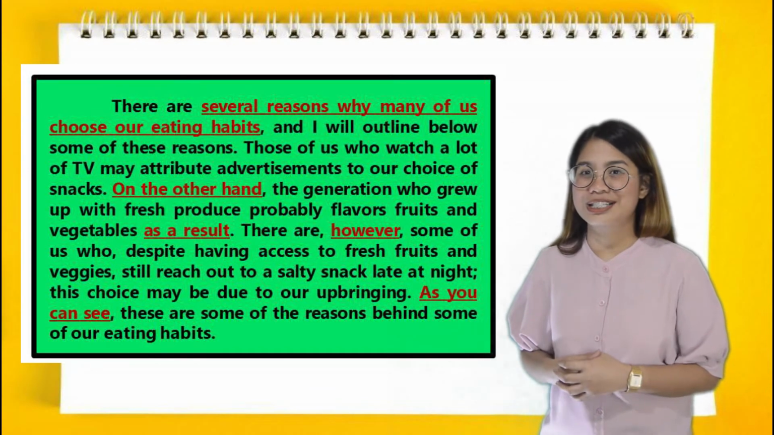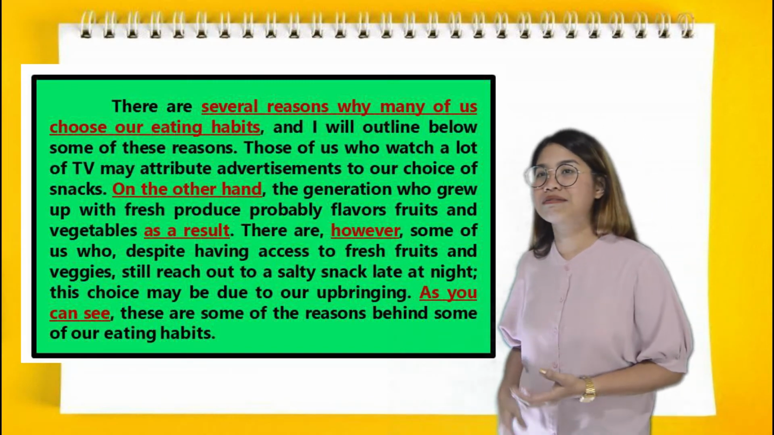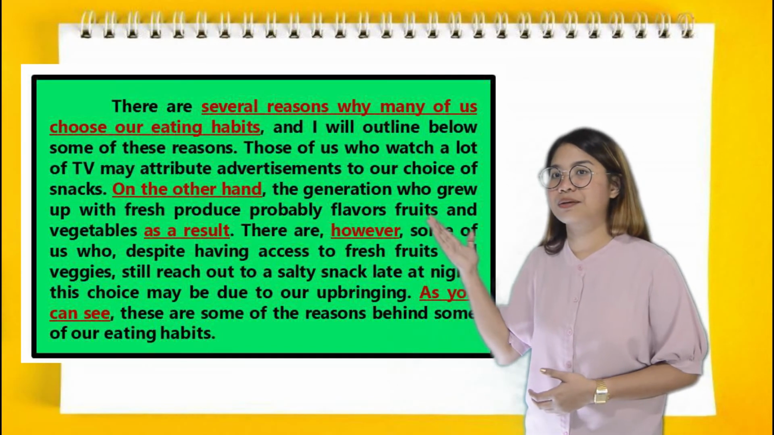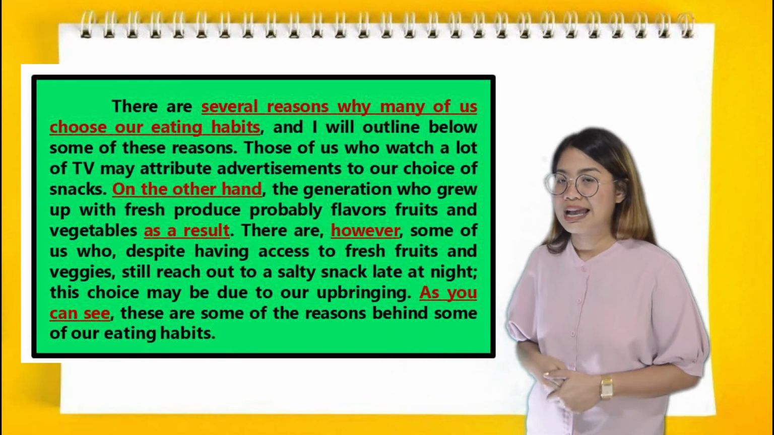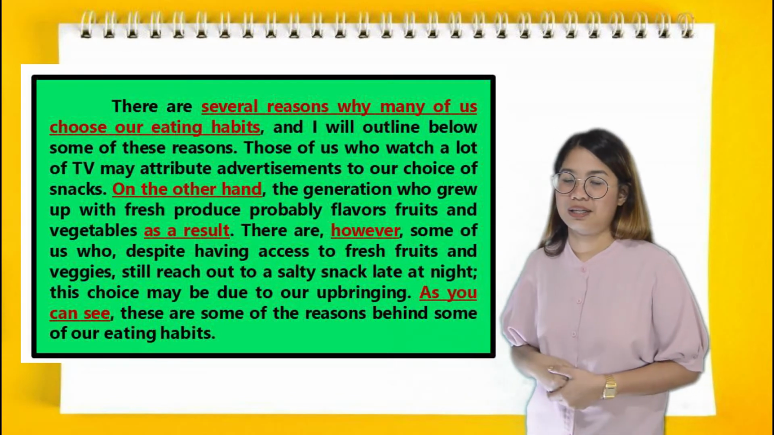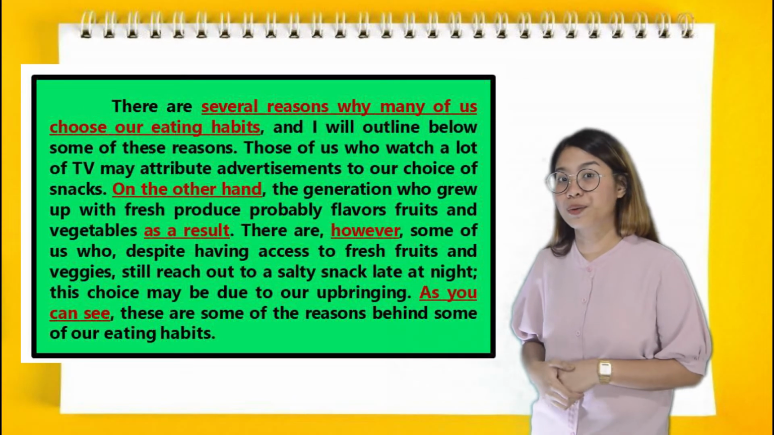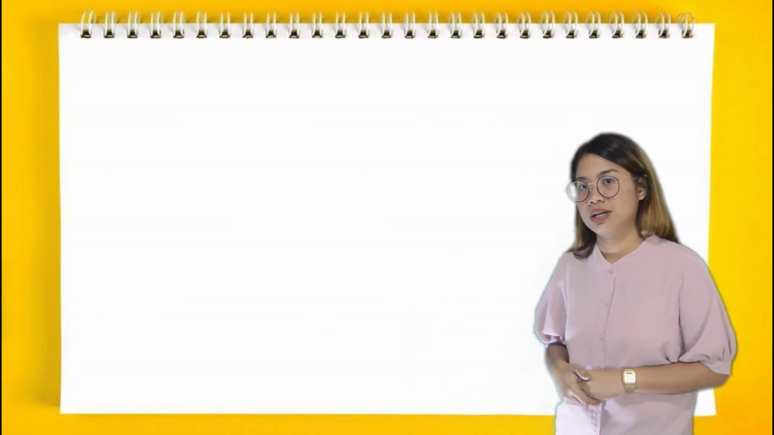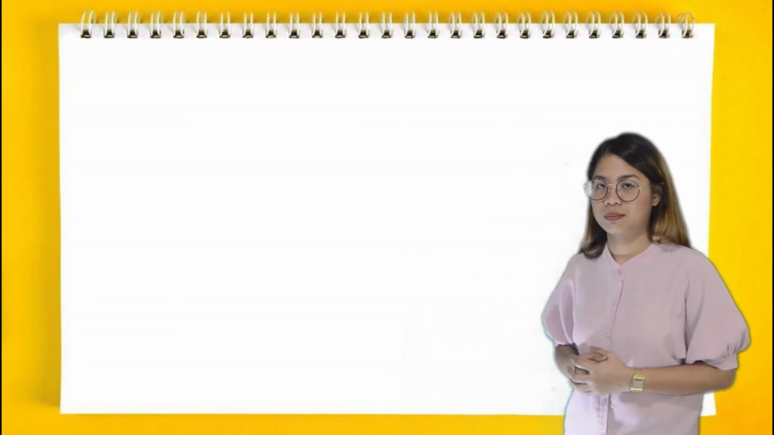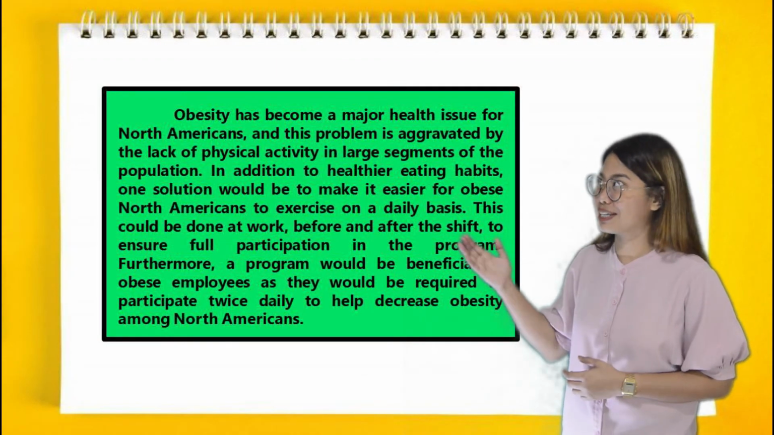So, what are the signal words used in the paragraph? So we have the words on the other hand, as a result, however, and as you can see. So those are just some of the signal words used in the paragraph. So let us have the second paragraph. So for the second paragraph, I will give you time to read it.